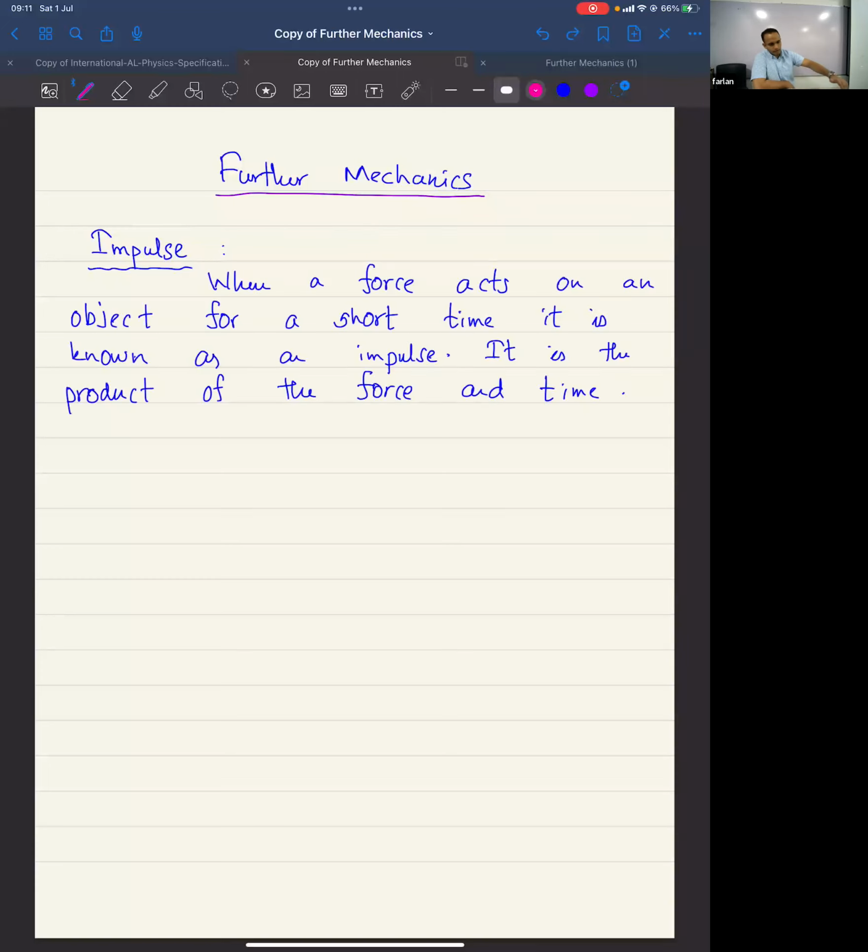Take it down. When a force acts on an object for a short time, it is known as an impulse. It is a product of the force and time.